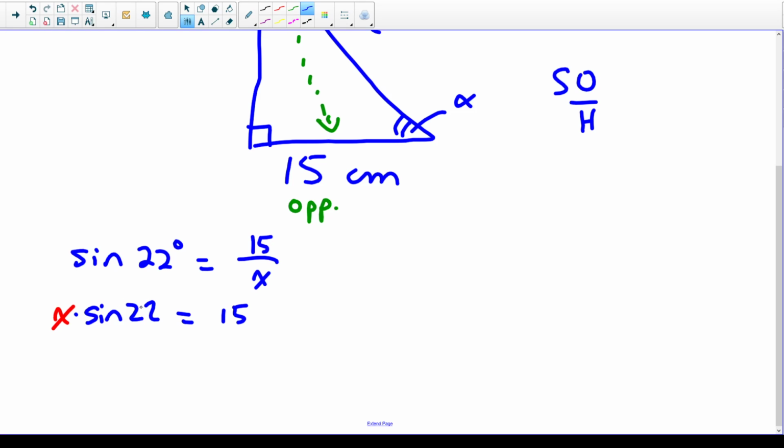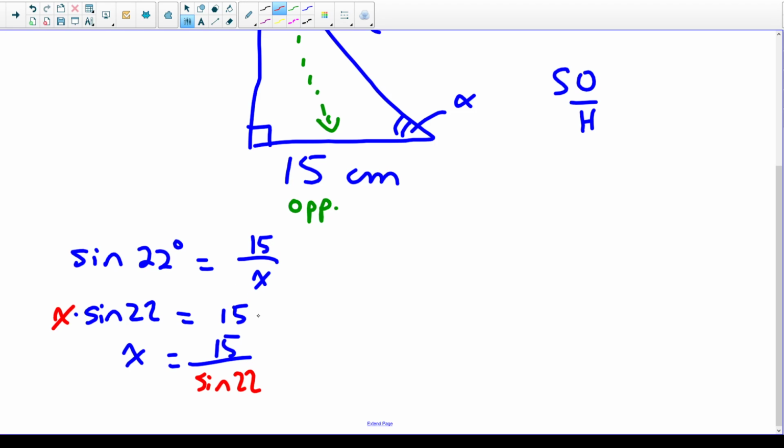And now we're going to take the sine 22 and get rid of it. Okay, so let me be clear here. Sine and 22 aren't multiplying each other, but all of sine 22 is multiplying x. So to get rid of a multiplication, we're going to divide by sine 22. And here's the trick. This x and this sine 22 just switched places.